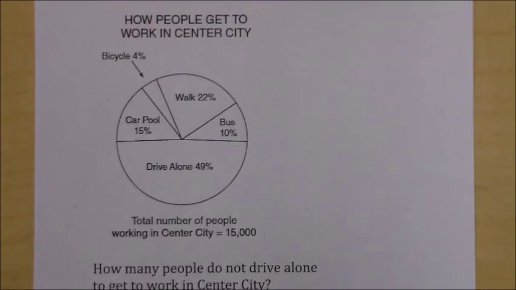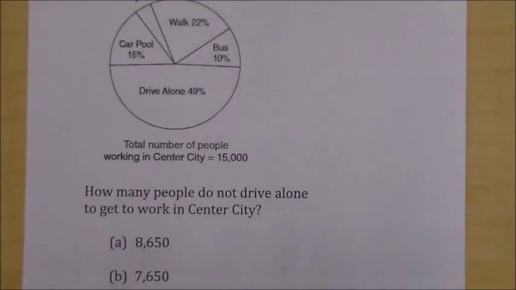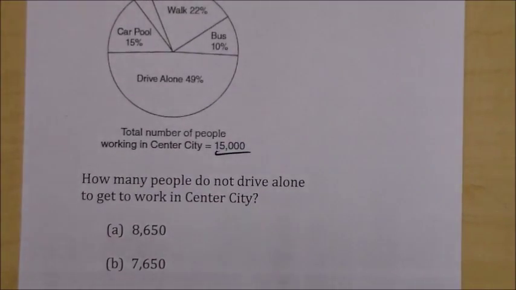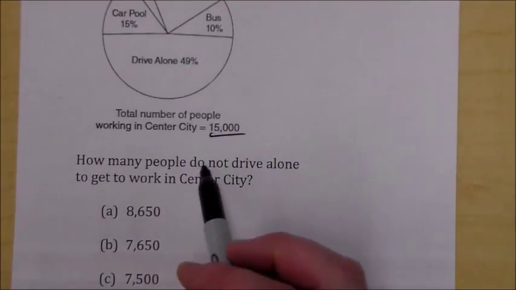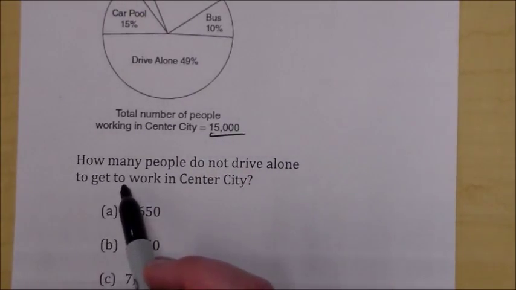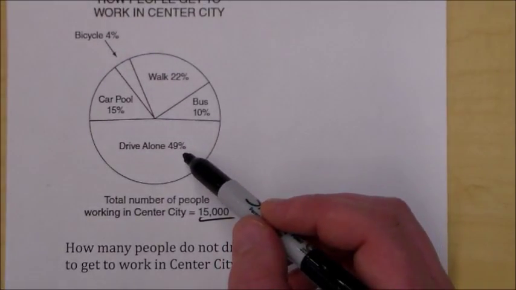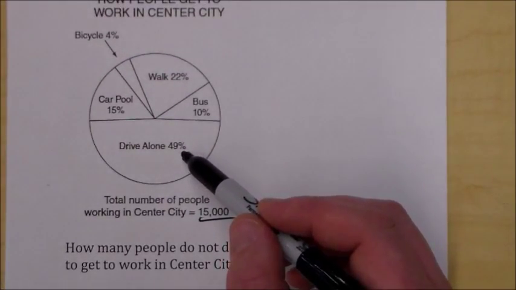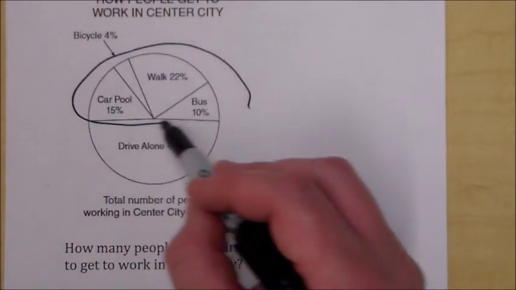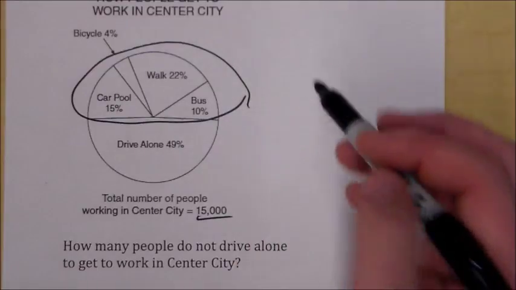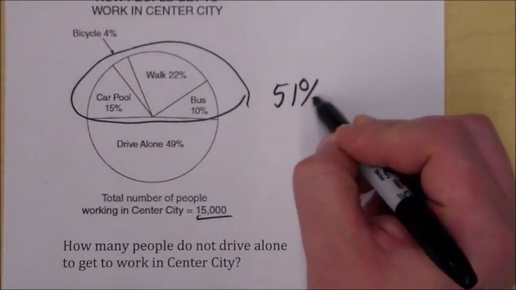Okay, how people get to work in Center City. And you have this big circle here with all these percentages, and total population is 15,000. That seems like it might be important. How many people do not drive alone to get to work in Center City? So do not drive alone. So if 49% drive alone, how many don't drive alone, how much is all this together? Well, you know it's going to be out of 100%, right? Because the circle is full, so this has to be 51%.